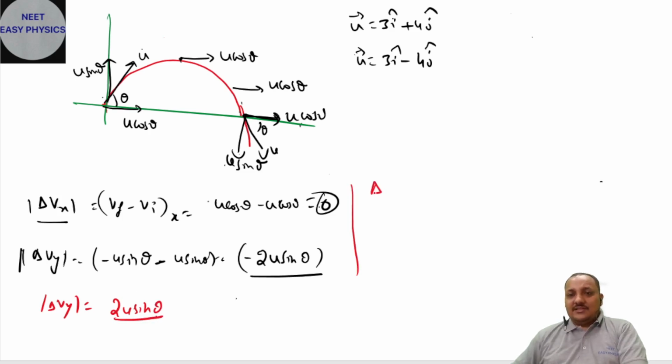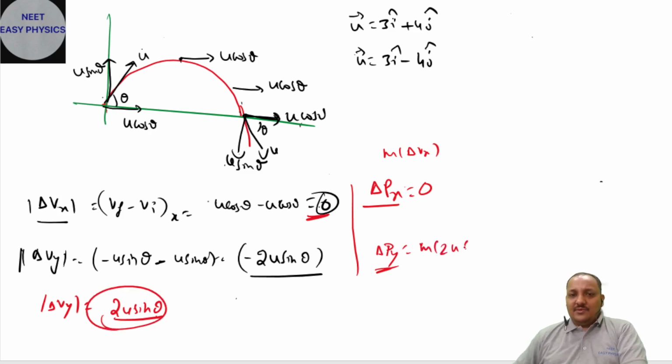Now, they may ask for change in momentum. What is the change in momentum along the x-axis? It is 0, because the change in velocity is 0. What is the momentum formula? M into delta Vx. What is the change in momentum along the y-axis? At that time, it is M into 2u sin theta. In all these cases, please remember that theta is measured with the horizontal. If it is measured with the vertical, all these are going to change.